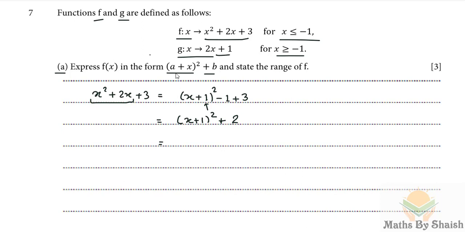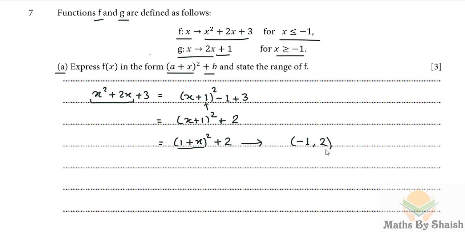And we need to express it in this form (a plus x) whole square, so we can write (x plus 1) whole square as (1 plus x) whole square plus 2. And here a and b are integers. It was not mentioned, but they are integers. Now we need to state the range of f. For that, first of all, we need to see what the turning point is. From here, the turning point is when we put this bracket equal to 0, meaning x plus 1 equals 0, we get x equals minus 1. So the x coordinate of the turning point is minus 1, and then we are left with 2.